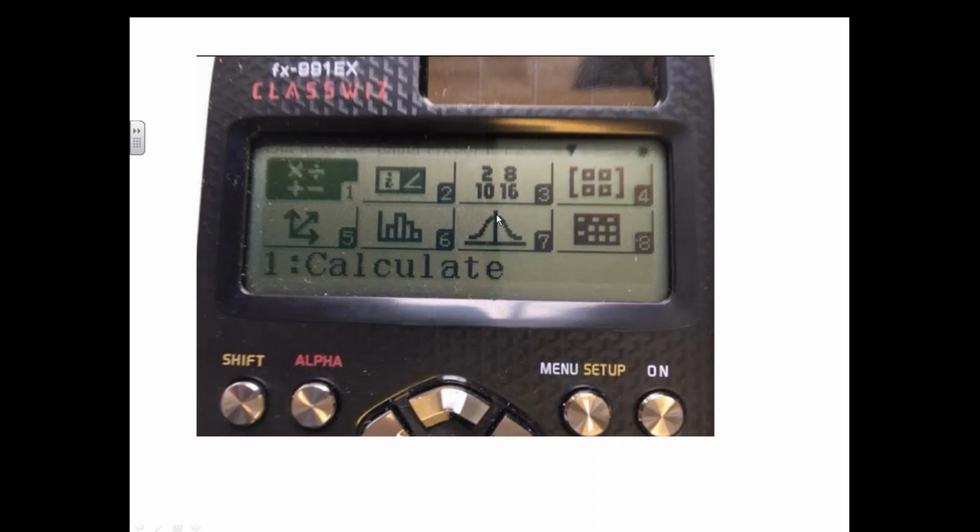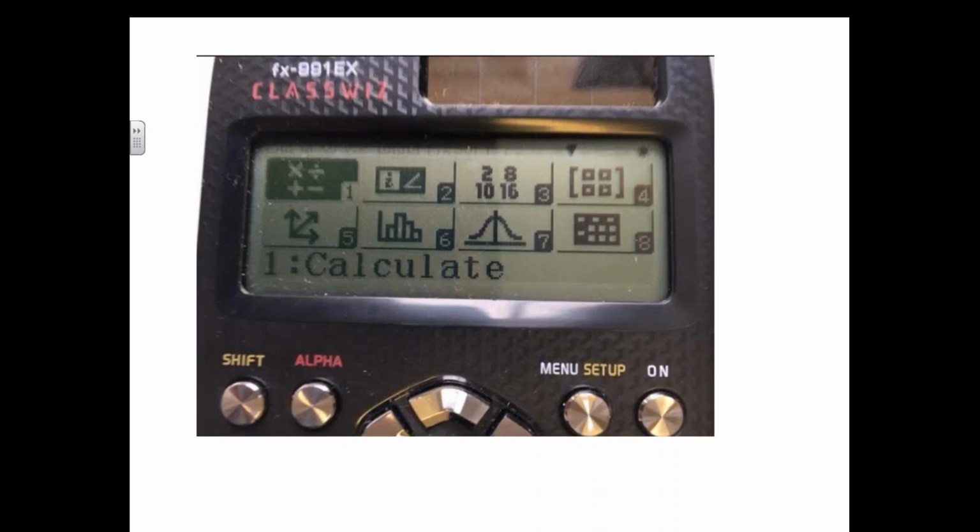This one here is for working with ratios. It works with matrices, various data handling functions. It's a full graphing calculator, but this one here, function 7, essentially does everything a normal distribution table will do for you, but much, much more easily.